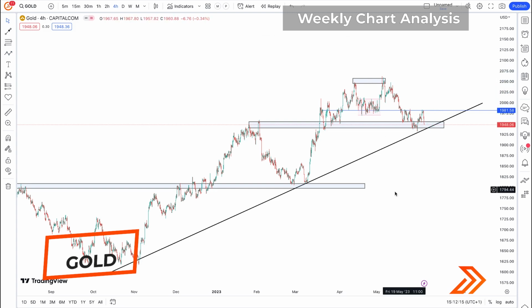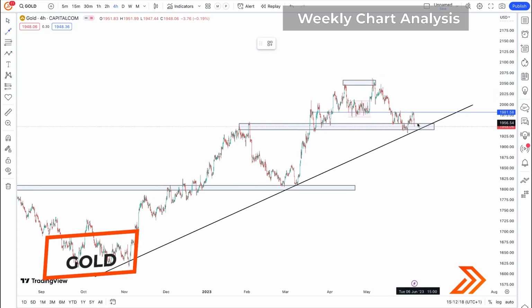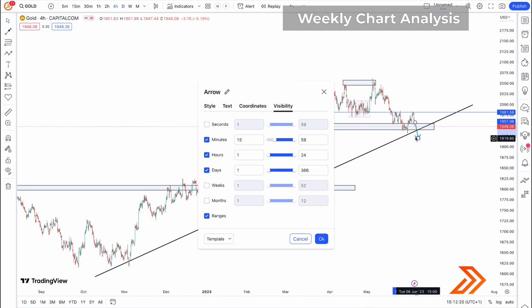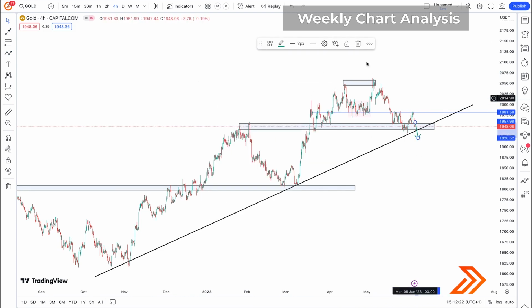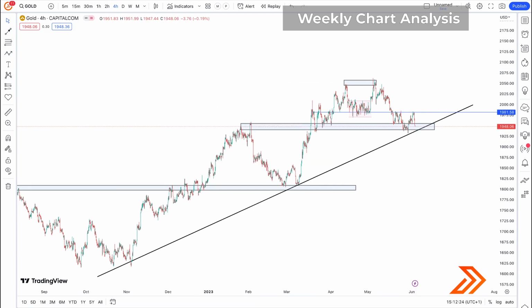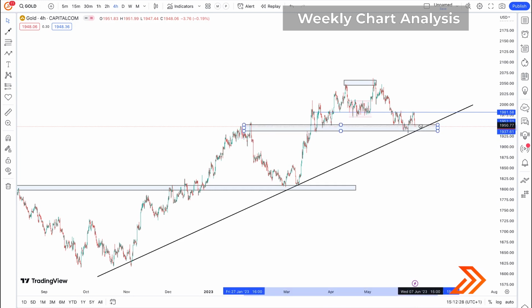So that is something that could actually happen. But if you see price break out of this support zone down here, and then it retests this support that has turned resistance, then we could be looking for further bearish outplay on gold. All right, we should be looking for further bearish outplay on gold.